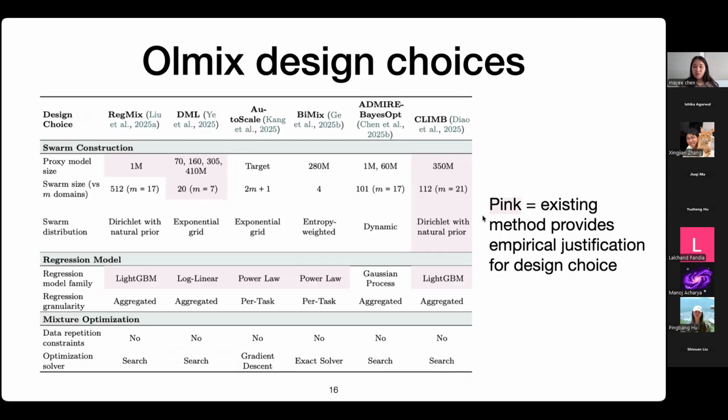Second, even the rows that have a lot of pink cells tend to lack consensus. For example, each existing method proposes a different regression model and reports strong regression fit to support it. This conflicting guidance makes it hard for practitioners to determine what model they should actually use. And then finally, all of these existing methods fail to address practical issues like handling data repetition constraints in the second from last row. You can see there's a row of no's across the board.